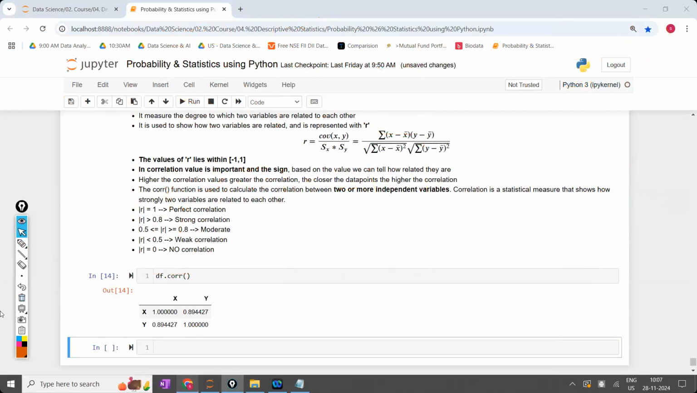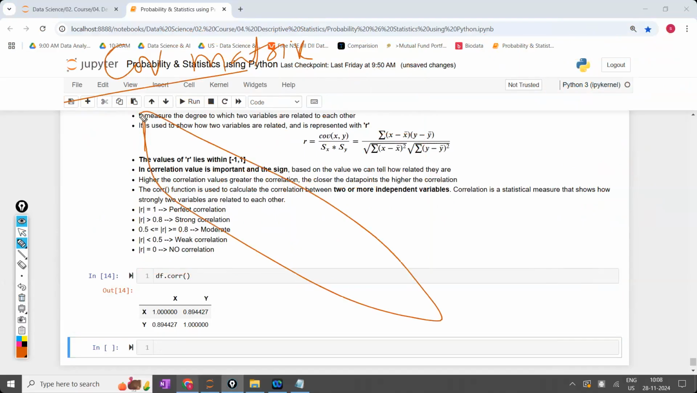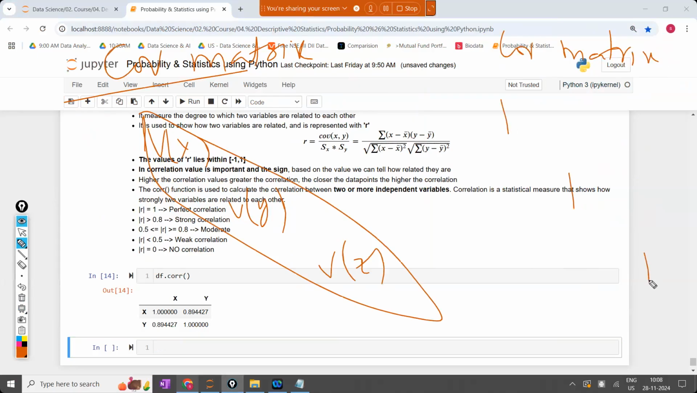So what is the difference between the covariance matrix versus the correlation matrix? Within the covariance matrix, the diagonal values will be the variance of x, variance of y, variance of z, like this. And in the correlation matrix, the diagonal values will always be 1.